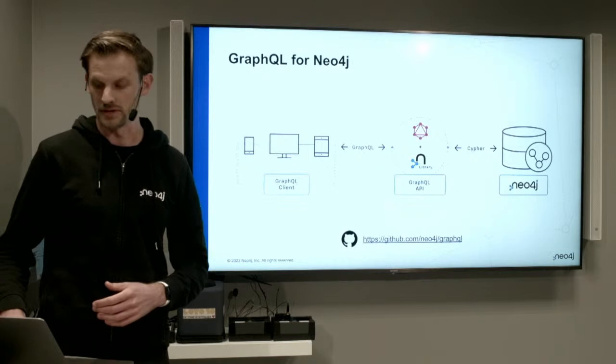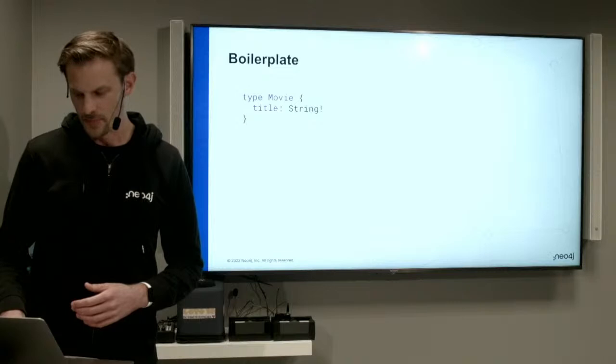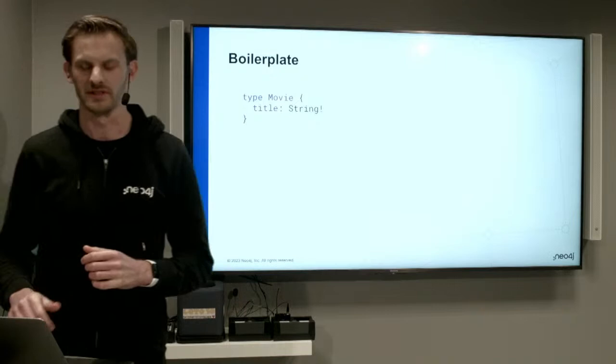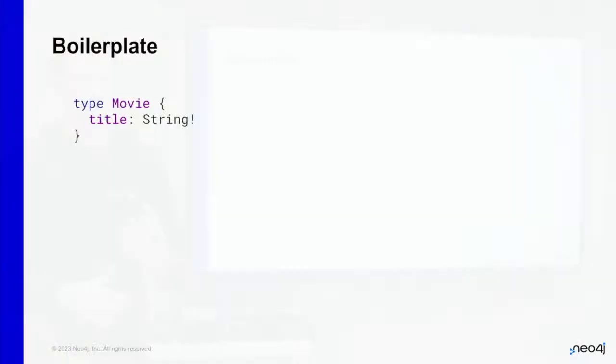And with that, we can move on to something which is probably the most powerful part of this library. So in a normal GraphQL use case where you don't use the Neo4j GraphQL library, you always have to start with this particular piece, which is the type definitions. And we keep it very simple here. So imagine our database only contains a movie and it has titles, not more than that.